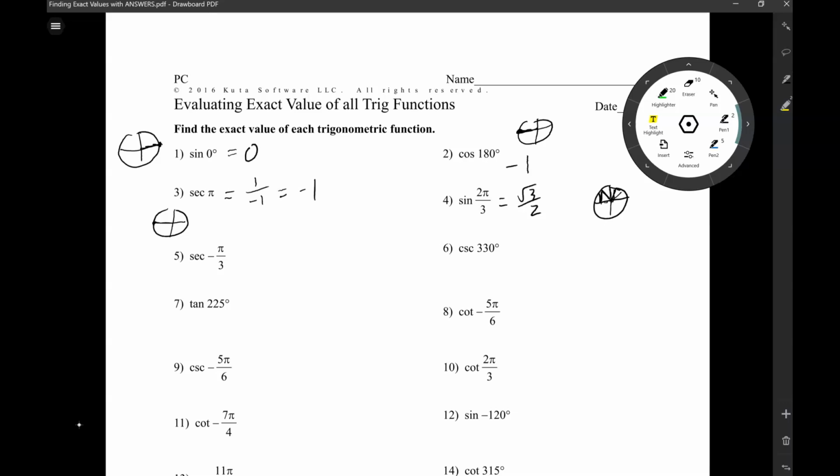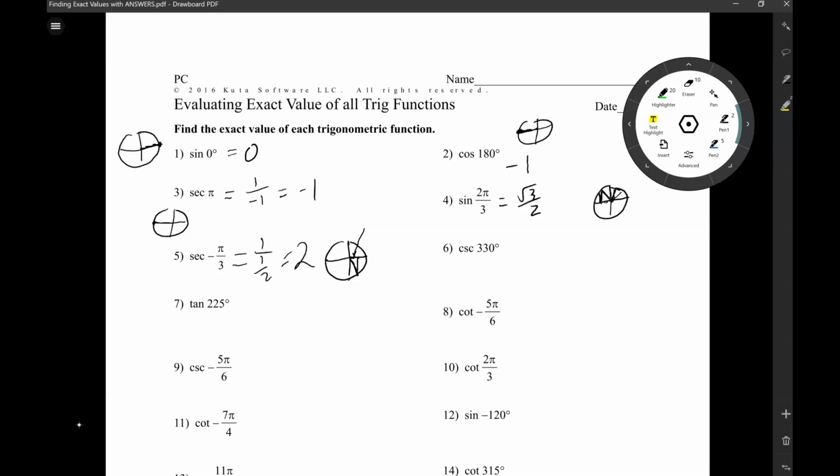Secant of negative pi over 3. So again, I'm going to draw my little circle. Negative pi over 3. Negative just means I go this direction instead of that direction, so that would be right about there. That's another standing up 30, 60, 90 triangle, or a reference angle of 60 degrees. And secant is 1 over cosine. So cosine would be that little short side, which would be 1/2 in this case. But since I'm doing secant, it'd be 1/2 flipped over. So that'd be 1 over 1/2, or 2.